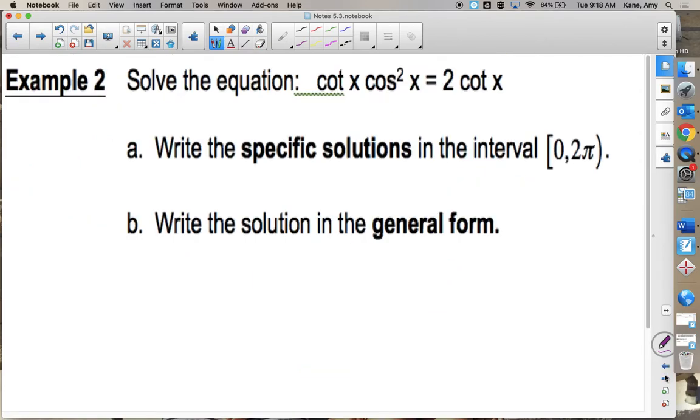So the second one, I said the first one we were going to start baby steps. So the second one looks a little more interesting. We have the cotangent times the cosine squared, and that's equal to 2 times the cotangent. So we cannot divide variables or functions, because when you divide by a variable or you divide a function, you lose part of the solution. If you're dividing them out, then you don't have those answers. They're like poof, wiped away from the equation.